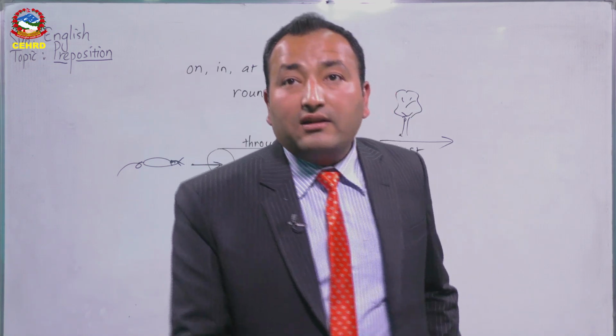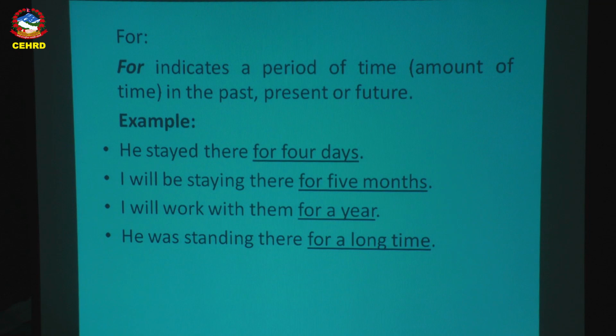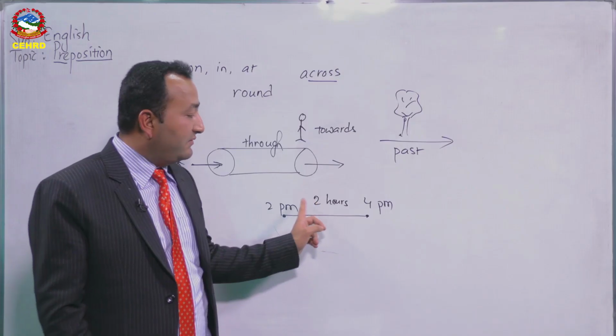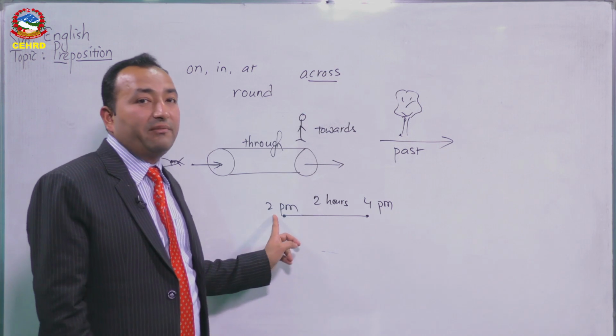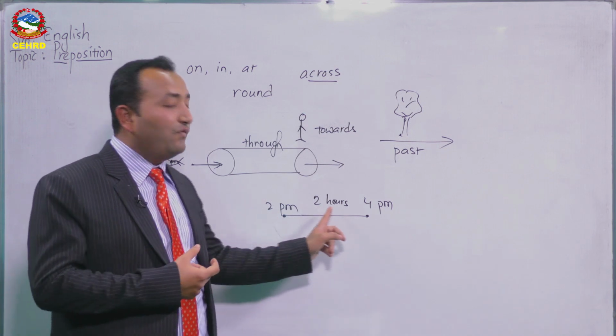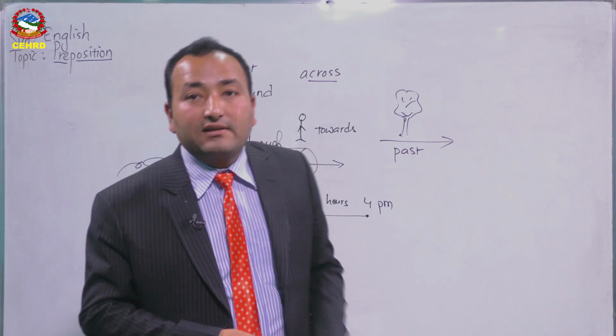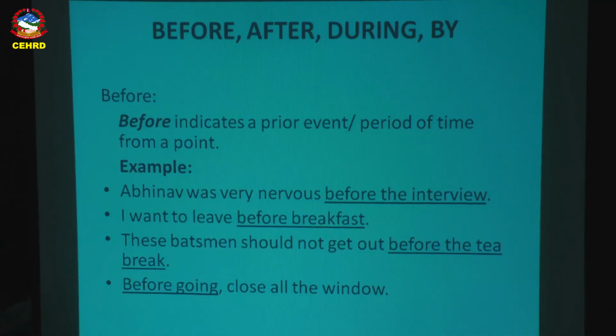Next we have, let's say very quickly, for is used for period of time. If there is 2 hours, we write for. I've been studying for 2 hours, for 2 hours. But I have been studying since 2 p.m. Since 2 p.m., for 2 hours. This is the difference. Next, before, after, during.